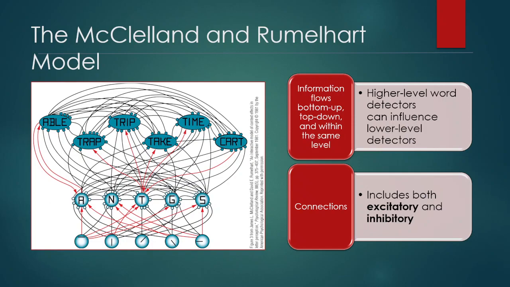The premise and the complexity of these connectionistic models is how information can flow upwards, side to side, downwards, and exciting and inhibiting those nodes that are involved or not involved in this particular word or idea or whatever we're perceiving.